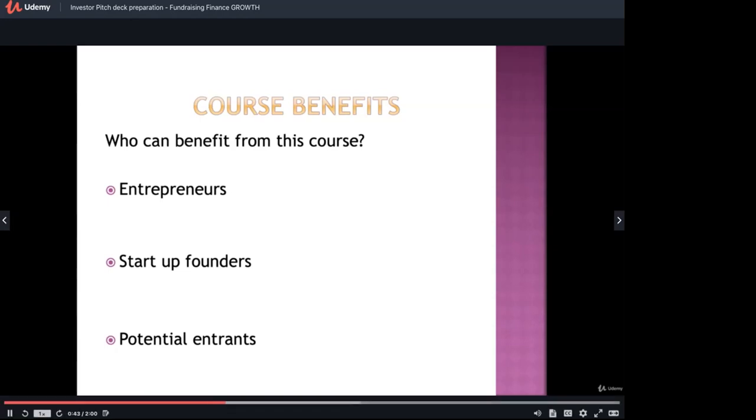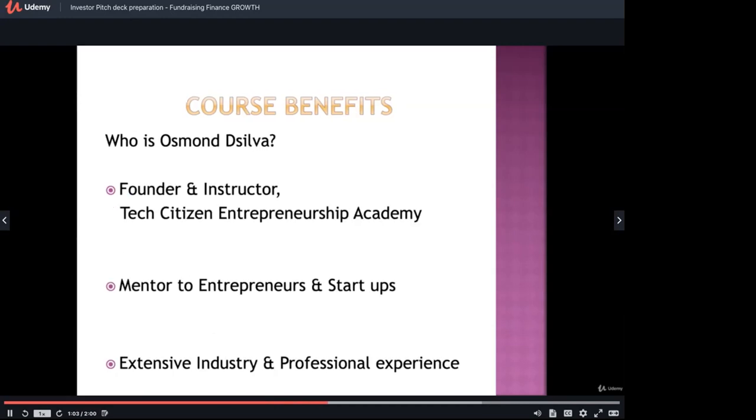And finally, potential entrants. These are people who are considering entering the startup scene. They're doing lots of research in order to ascertain the risks and rewards of starting a startup. For this reason, they are interested in knowing what the funding process entails.